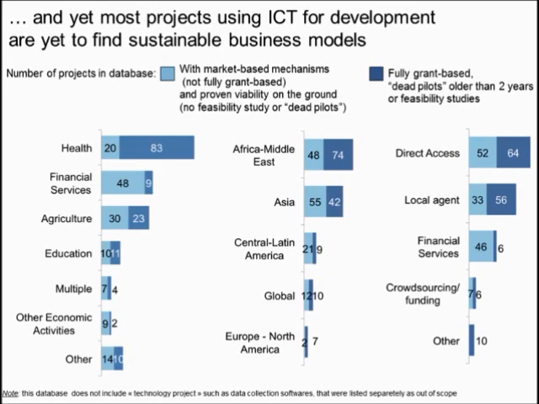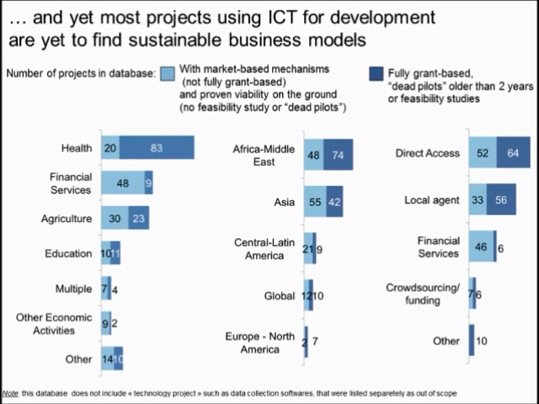Financial services, the situation was better. It was like 48 out of 57. And agriculture was also not that bad. Education, however, there were not that many examples. And we will see later on that education and health are the sectors where it's more difficult to have a really market-based mechanism. This middle row or column shows the division over the continents. And well, you can see that we look mostly at projects in Africa, the Middle East, and in Asia.